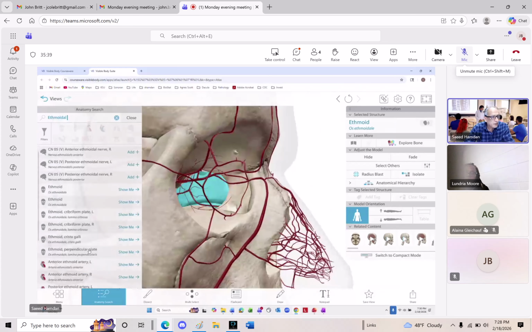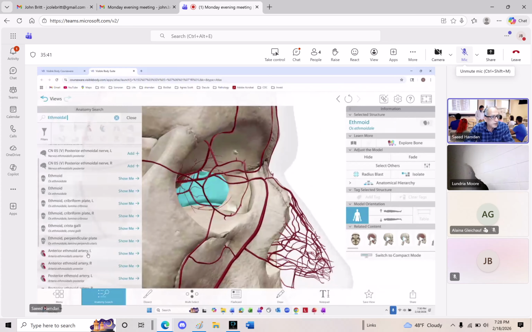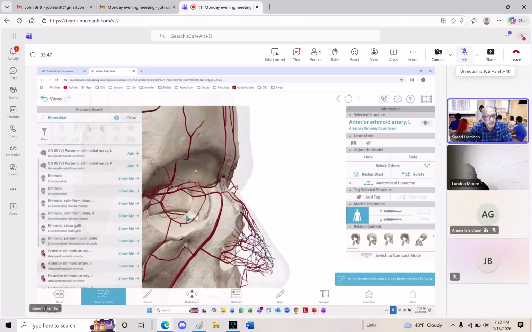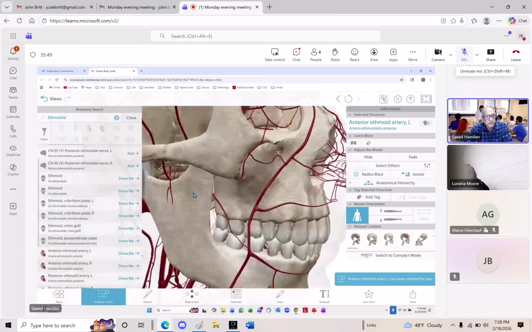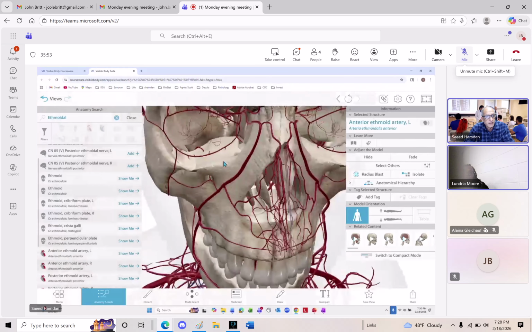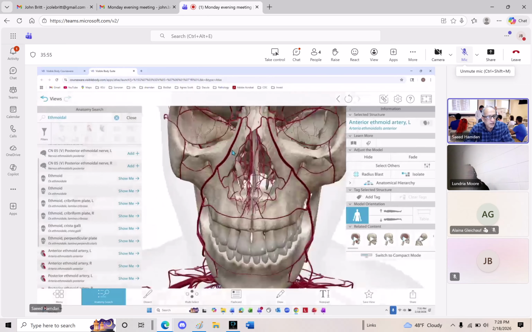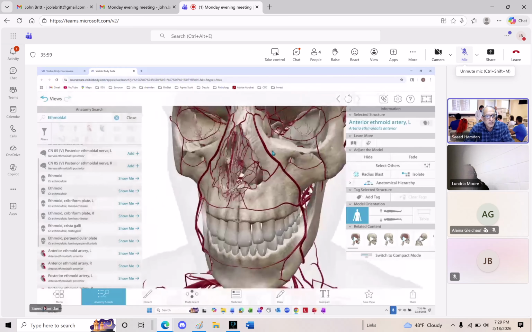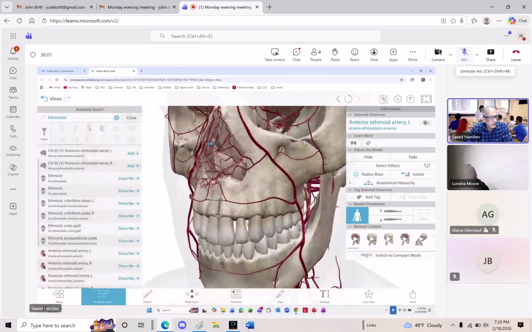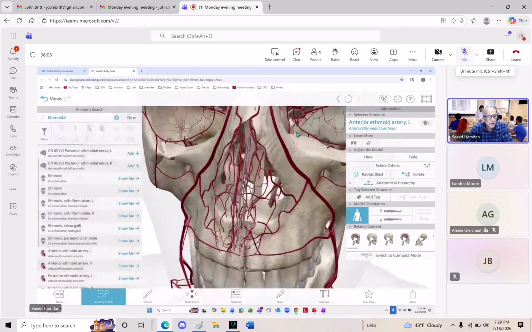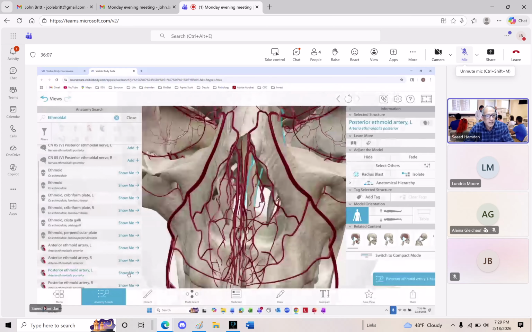Ethmoidal. Yeah, anterior ethmoidal. It's very deep. It's showing, but we're not able to see it. So the anterior ethmoidal exiting out here. It's showing you the exit point through the nose, anterior ethmoid and posterior ethmoid. Yeah. So okay.